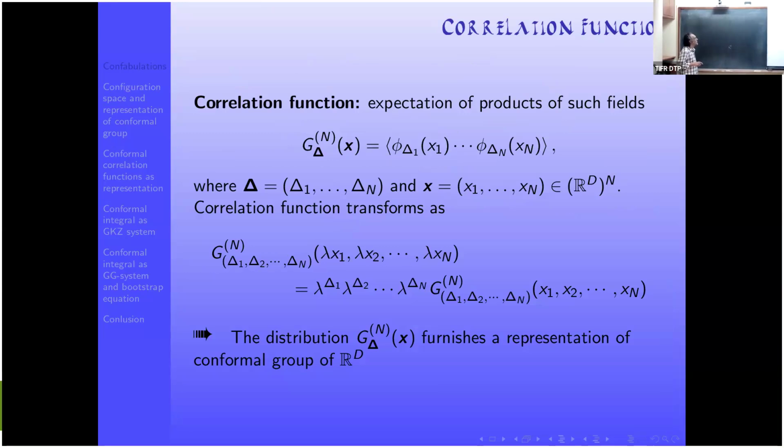You define correlation functions of these fields, n number of fields, where the deltas are the weights of the n fields, and this is x1 to xn each in R^d. Then the correlation functions transform as this: when you multiply all of these x's with the same lambda, it has this transformation rule. Therefore this n-point correlation function furnishes a representation of the conformal group. This is just scaling, but then you extend it to say that it is a representation of the conformal group.